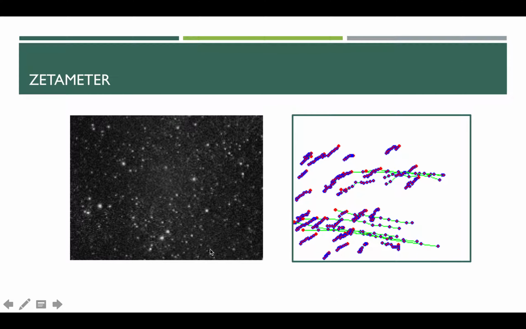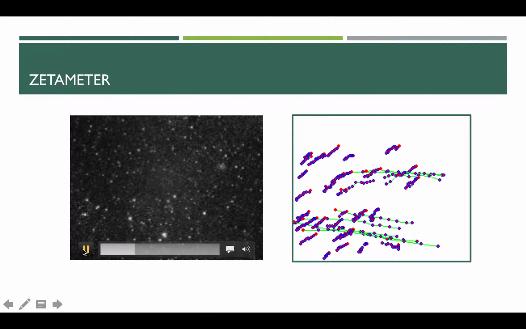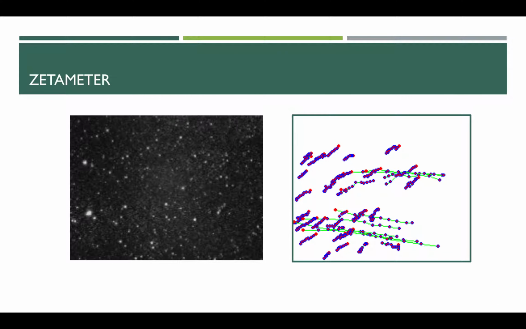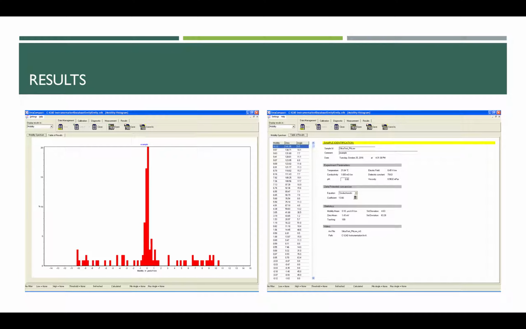This is a quick video clip of silica particles that are suspended in ultrapure water. You can see the motion of the particles due to the applied electric field. To the right is an image of the path of the motion of several particles tracked by the ZetaCompact. Once the data has been collected, the mobility of the particles, seen in the bar graph to the left, is used to calculate the zeta potential based off several parameters.